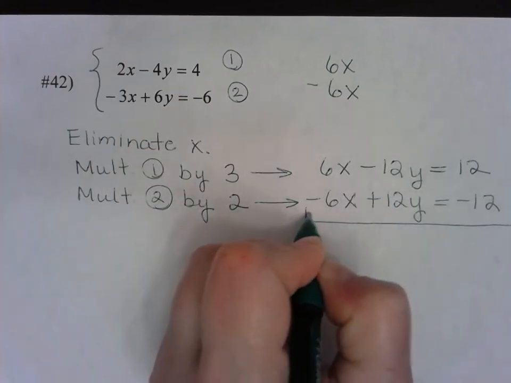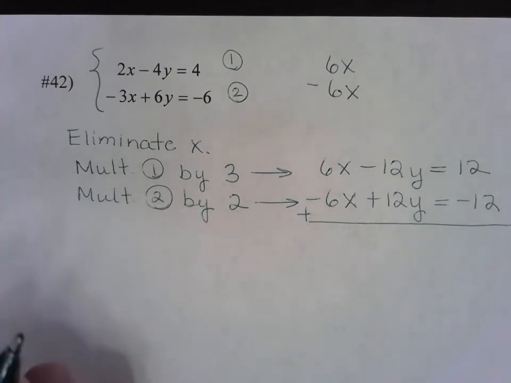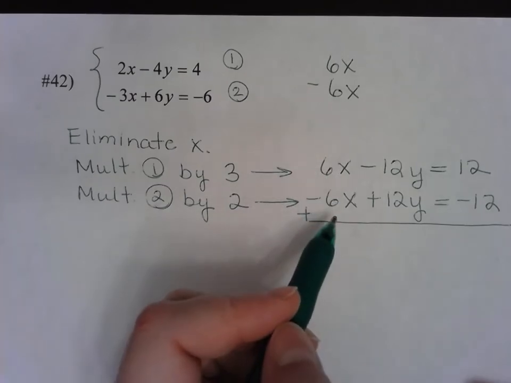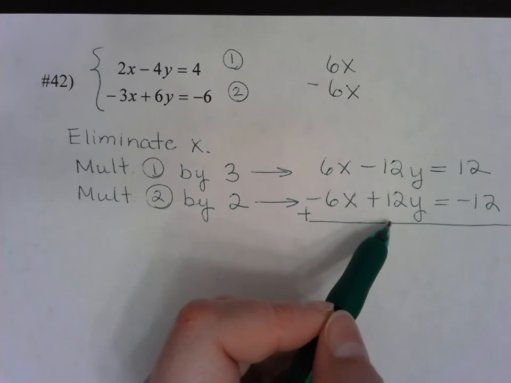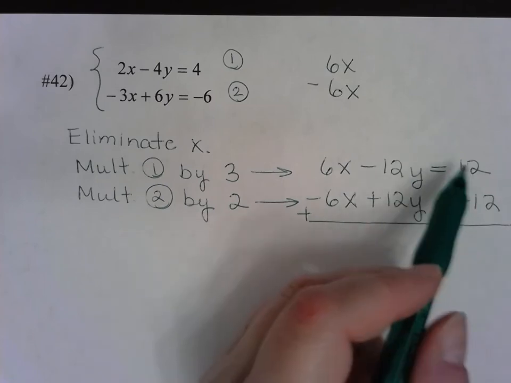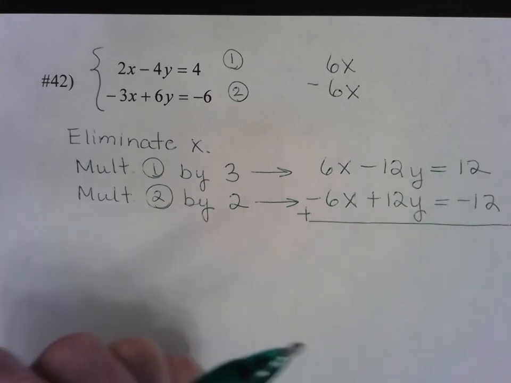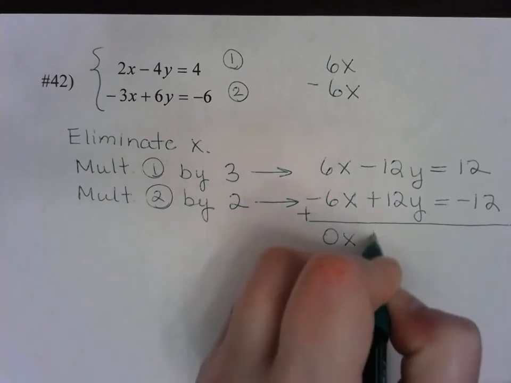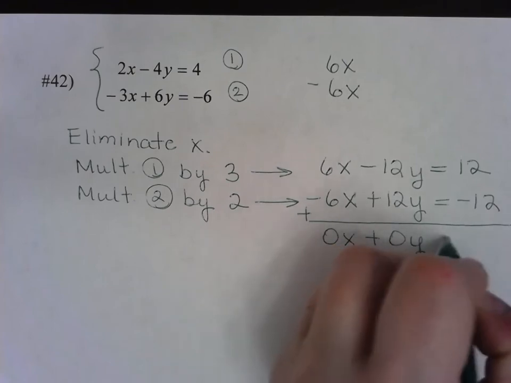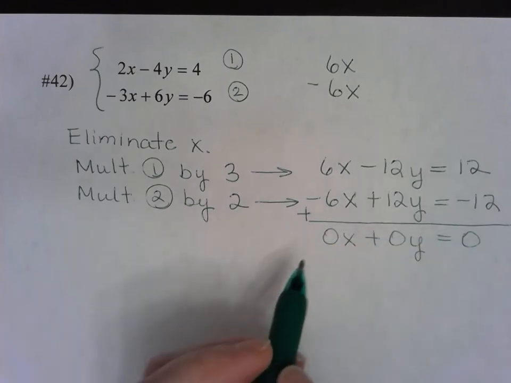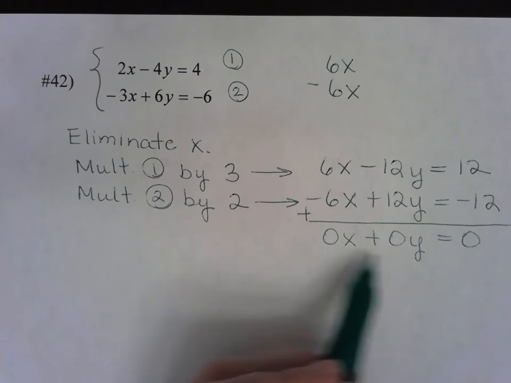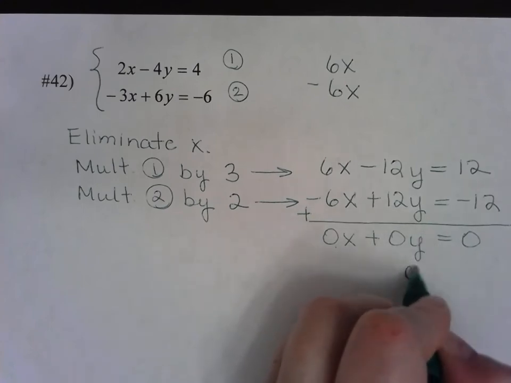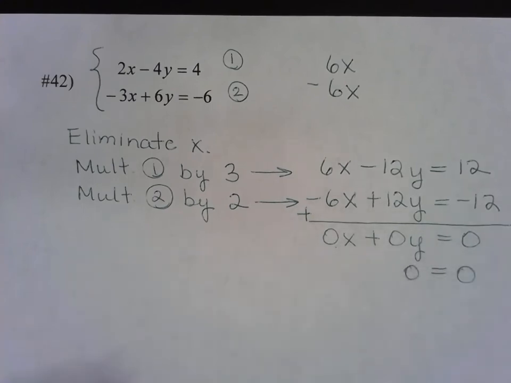Okay, and this is usually the point where you may recognize, hey, something weird is going on here, right? So I set out to eliminate x, but I am actually going to end up eliminating x and y. And this time I'm even going to eliminate the constants. Okay, so what do I get? I get 0x plus 0y equals 0. Well, it doesn't matter what x and y are. This is just 0 plus 0. So I get 0 equals 0.